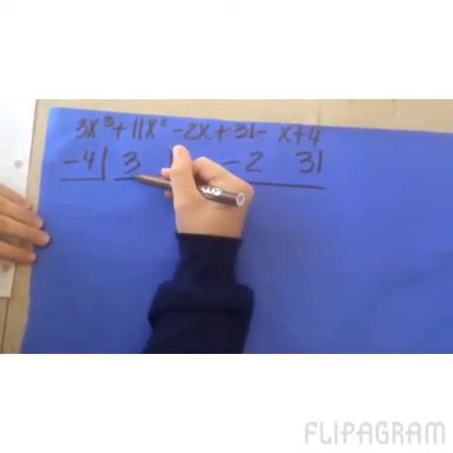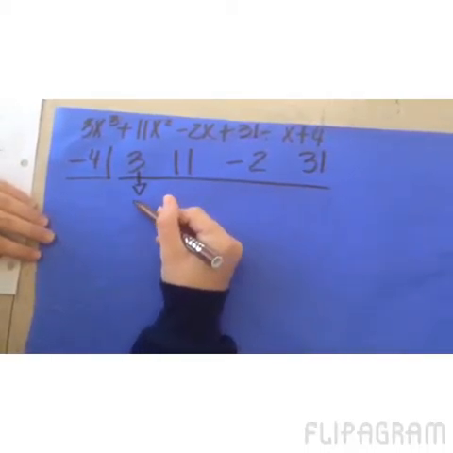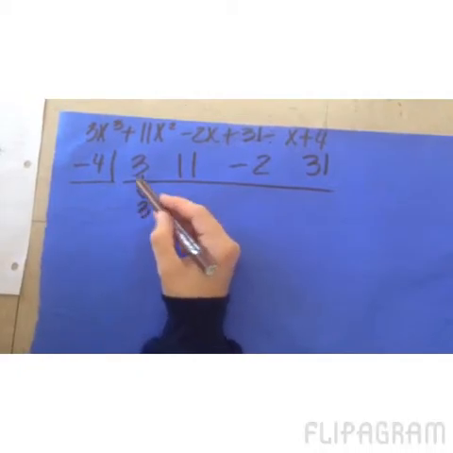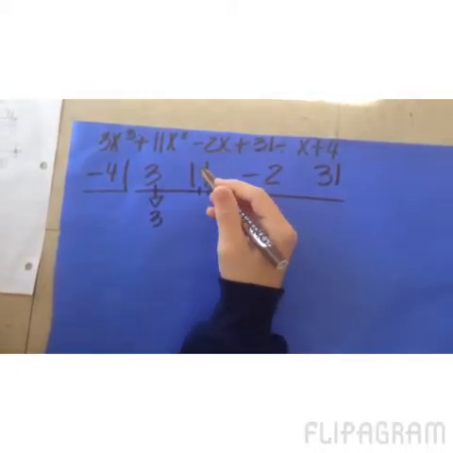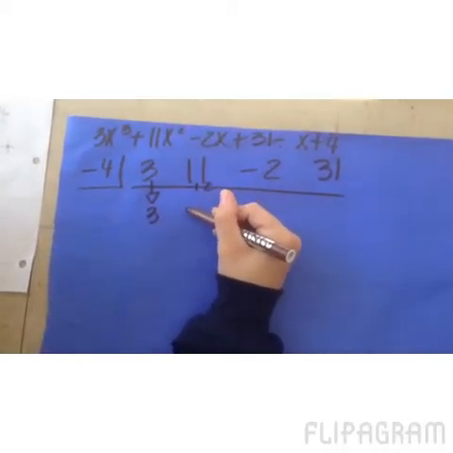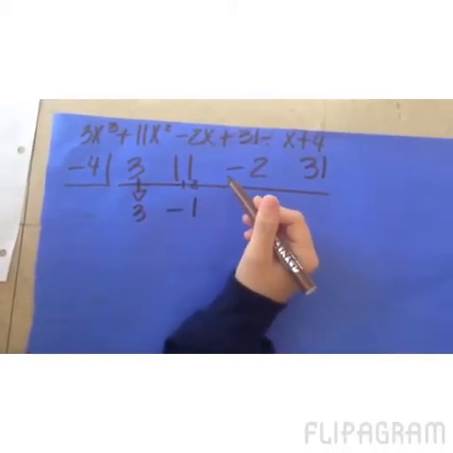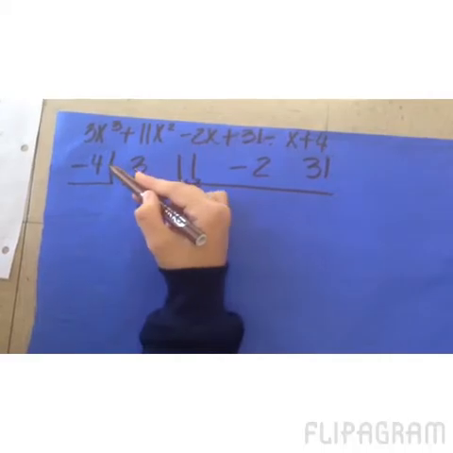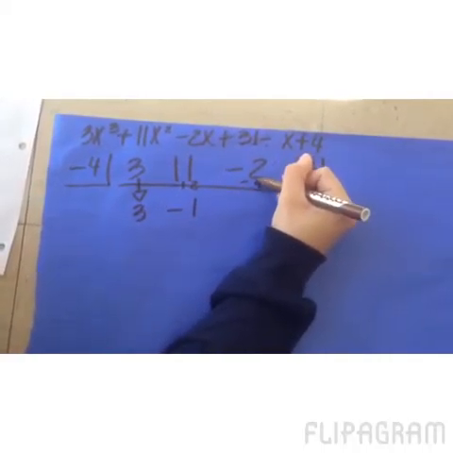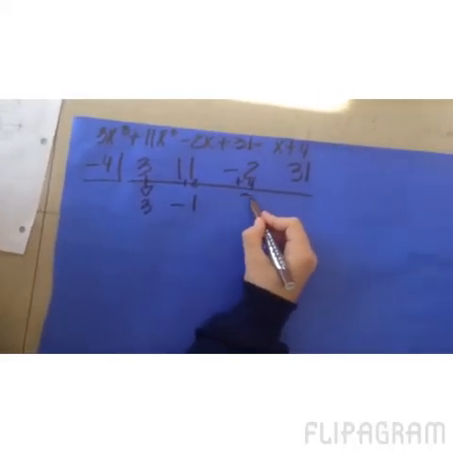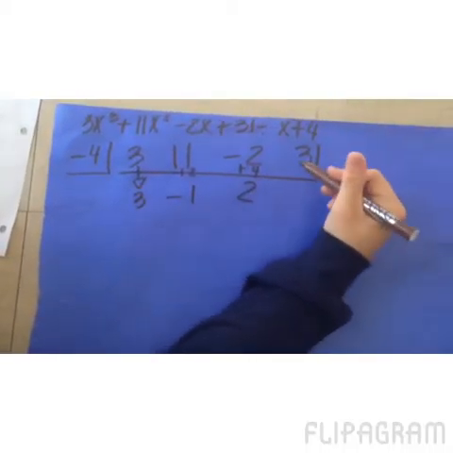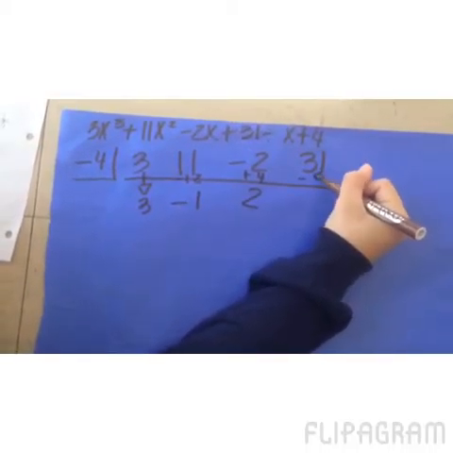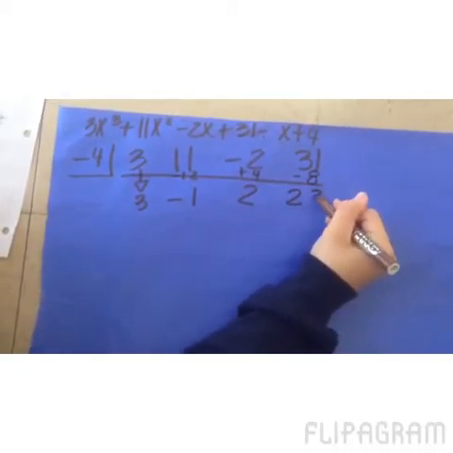And you just draw a line, and you bring down the 3, and you put the 3 here, and then you times this 3 by 4, and then you get negative 12, and then turns into negative 1, and then you times negative 1 by negative 4, which equals 4, and then you get 2, and then you do 2 times negative 4, which you get negative 8, and you subtract that.